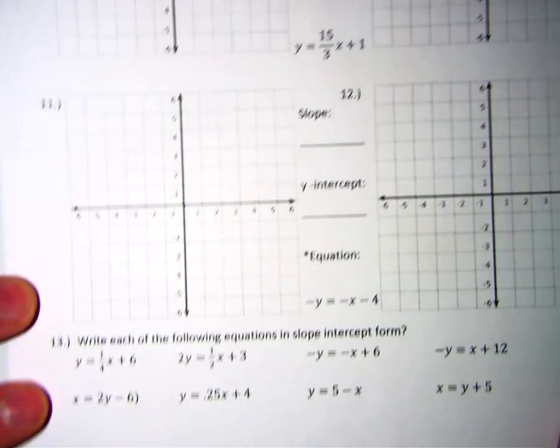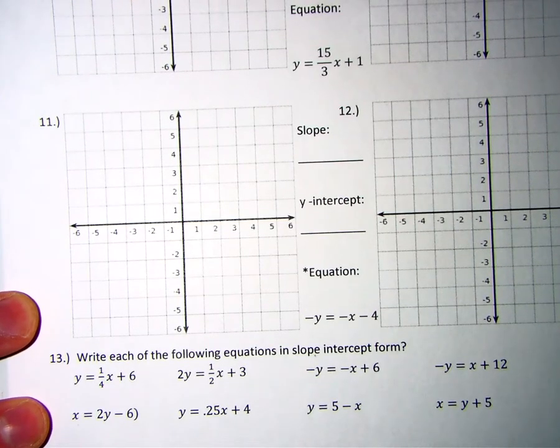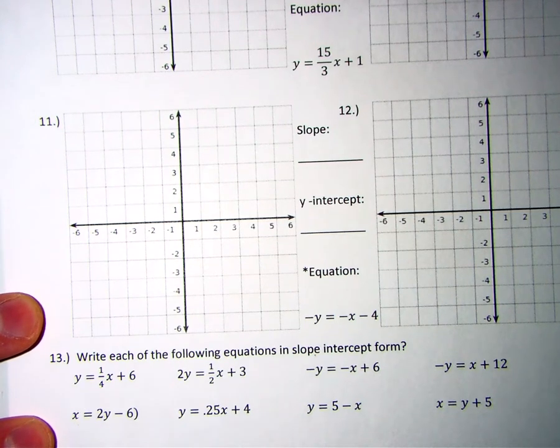I want us to look at a couple of these equations on the bottom. Write each of the following equations in slope-intercept form. Well, we can see that y equals 1/4 x plus 6 is already in slope-intercept form, so there's nothing that we need to do for that one. We can just check it.